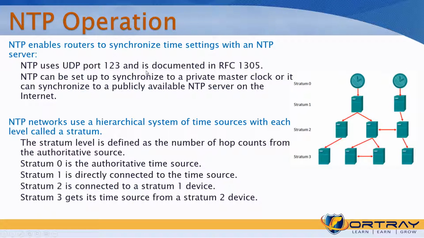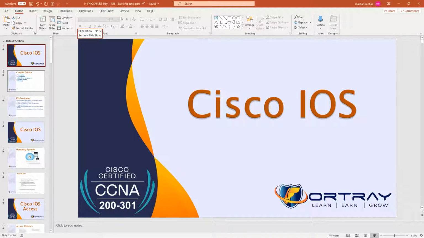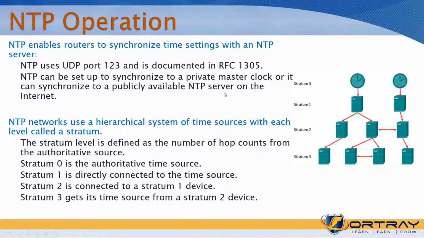NTP can be synchronized to a private master clock, or it can be synchronized publicly. Most likely the largest organizations have their own NTP server inside their network and configure that, because this port 123 is sometimes vulnerable as well. If you use any free public clock on the internet, it can be problematic. So that's why most companies have their own NTP server inside the network, and that NTP server is then configured to get the clock from somewhere else.